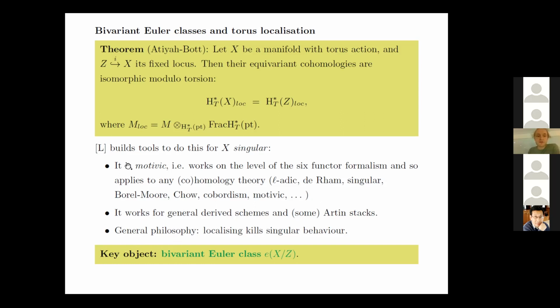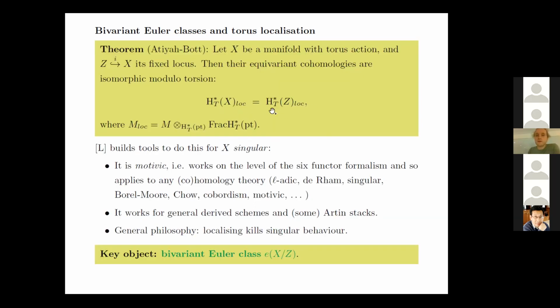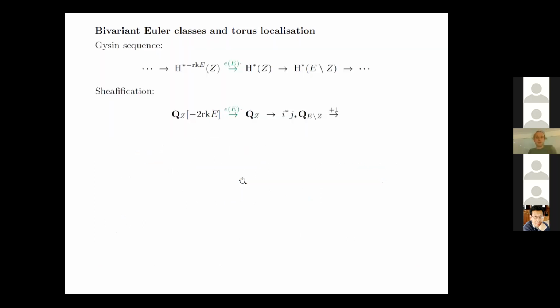Okay, and the general headline result is that if you localize, you kill all singular behavior, and then these singular spaces behave like smooth spaces, at least for equivariant cohomology after localizing. Right, and the key object is the bivariant Euler class. So approximately, what the bivariant Euler class is, is this.